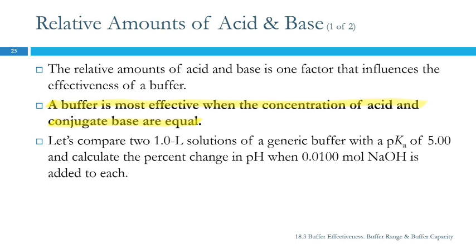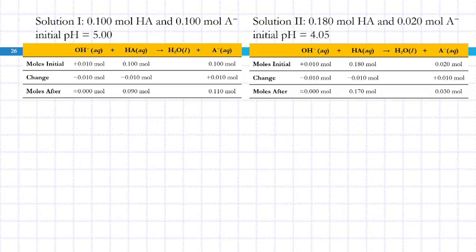And we're going to look at two 1 liter solutions of a buffer, unnamed buffer. pKa is 5. And we're going to calculate the percent change in the pH when we add 0.01 moles of sodium hydroxide to each. Let's see what happens. So in this one, we have equal moles of acid and conjugate base. In this one, we have 0.18 moles of acid and only 0.02 moles of conjugate base. This has an initial pH of 5.